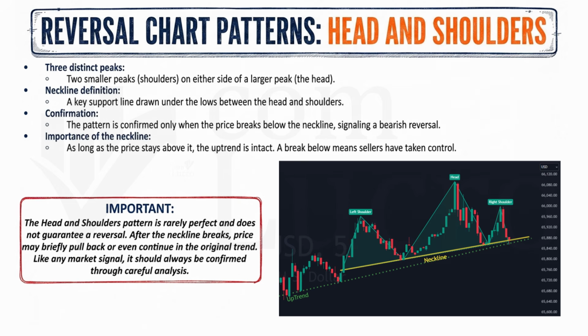This level separates a developing formation from a confirmed reversal. As long as price remains above the neckline, the bullish structure has not yet been broken. Once price closes below it, sellers demonstrate greater control, increasing the probability of a bearish reversal.